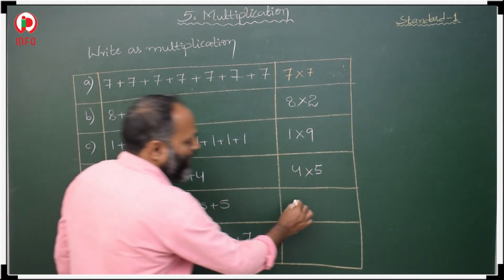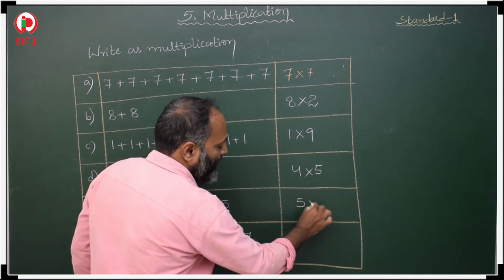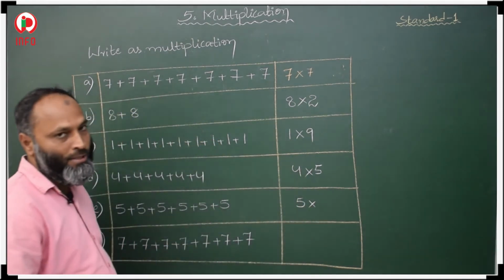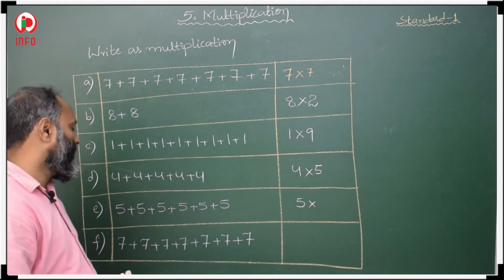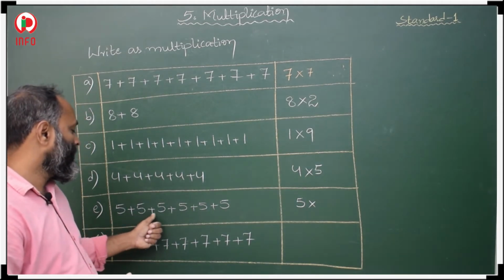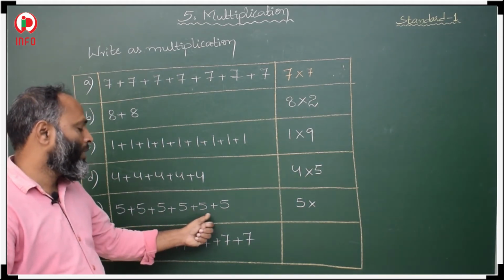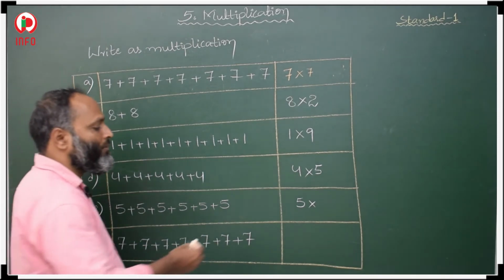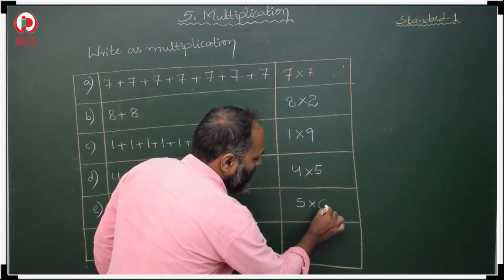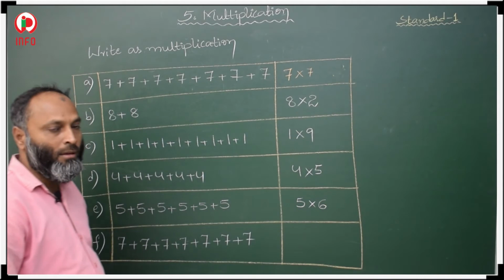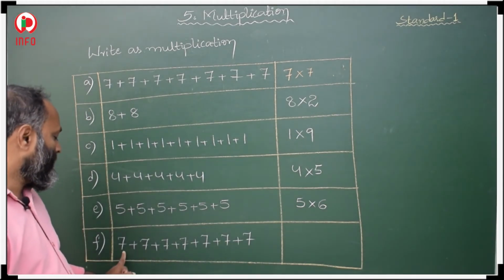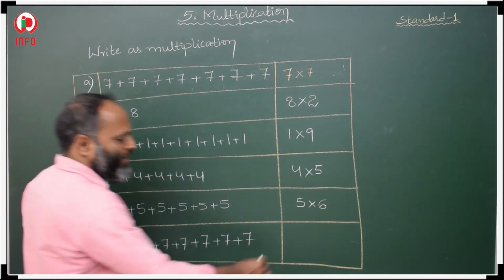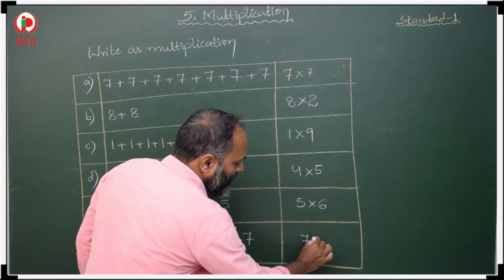Now, what is the number here? 5. Take first 5. 5 into. Then how many times are we adding here? 1, 2, 3, 4, 5, 6. 6 times we are adding. 5 into 6. The same way, what is the number here again? Again 7 is given. 7 into.